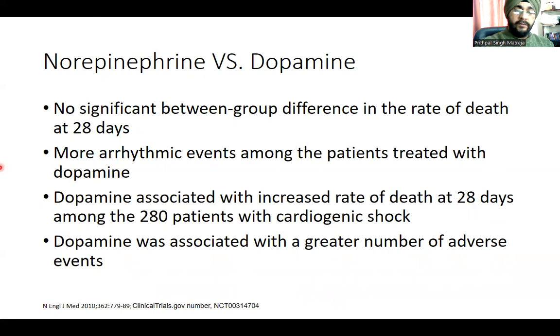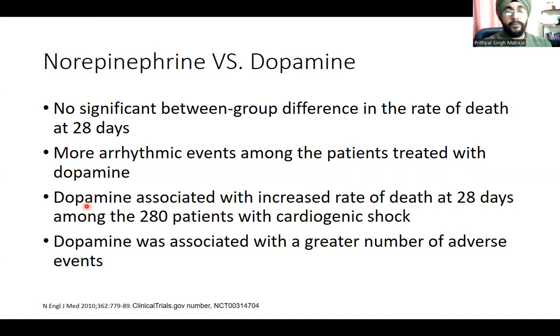And the cardinal findings that they gave were that there was no significant difference in the rate of death at 28 days, and there were more arrhythmic events associated with patients who were treated with dopamine. And they further went for subgroup analysis, where they tried to analyze patients of cardiogenic shock, hypotensive shock, as well as septic shock.